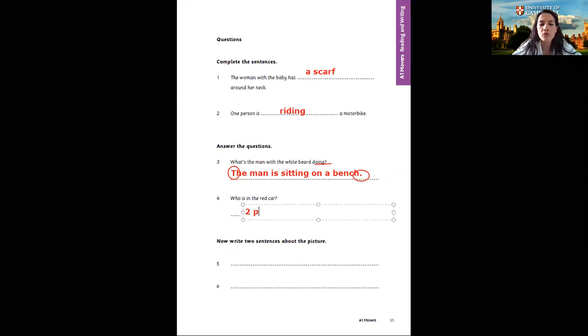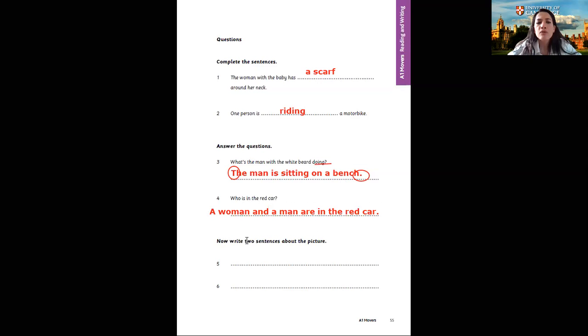You can say two people, no? Two persons, it's correct. One girl and one boy can be correct. If you want to use a complete sentence, who is in the red car? A woman and a man are in the red car. If you're going to use a complete sentence, it's more than perfect, okay?